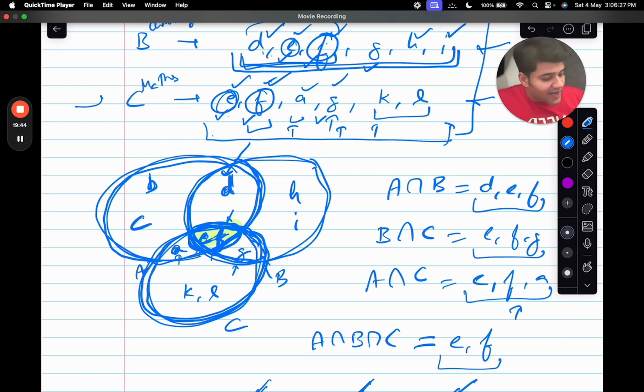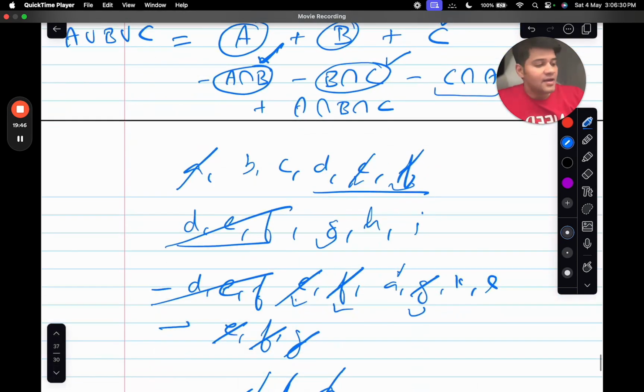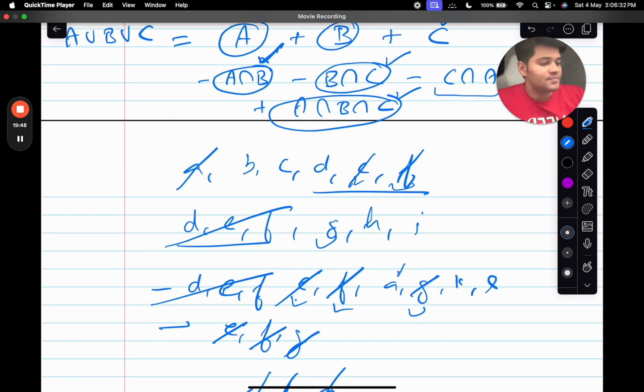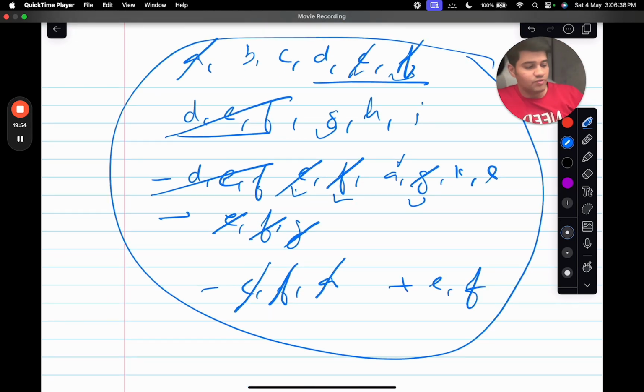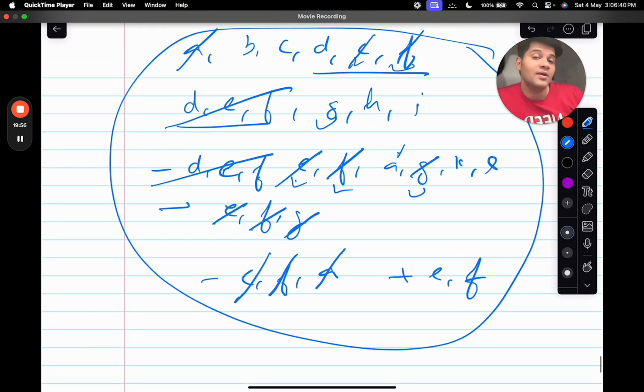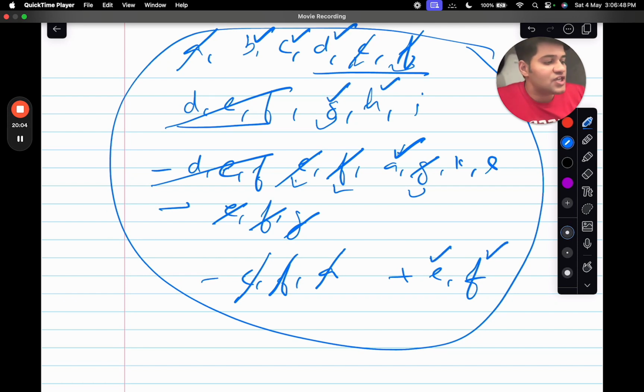So we would have to add A intersection B intersection C again. When I add this again, I would reintroduce E and F because they got removed. So eventually this is your union. If you see, we have actually everyone once. I have A, B, C, D, E, F, G, H, I. I don't think we missed anything. J was not a part of the data. K and L, so everyone is there.